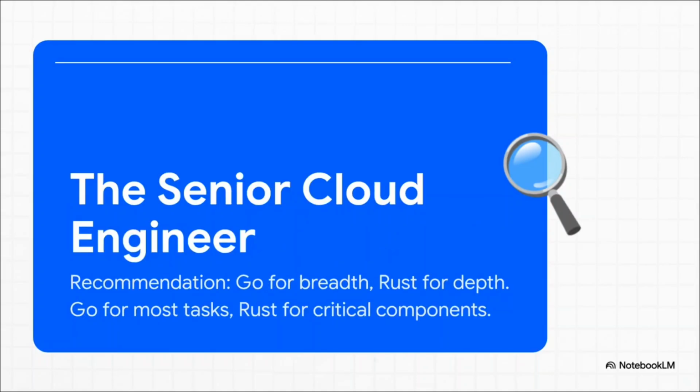Now, for you senior cloud engineers, the experts out there, the answer is a bit more interesting. It's not either or, it's both. You should use Go for 90% of what you do, building APIs, microservices, all the day-to-day cloud stuff. But for those absolutely critical, foundational pieces like a service proxy or a high-performance database component where speed and safety cannot be compromised, Rust is the weapon of choice. The truly elite engineer of the future uses Go for breadth and Rust for depth.